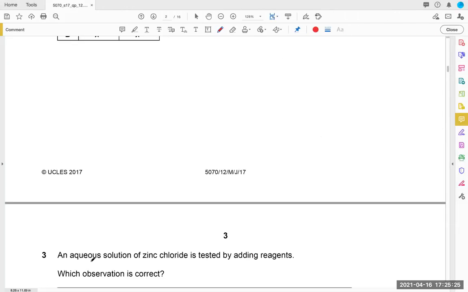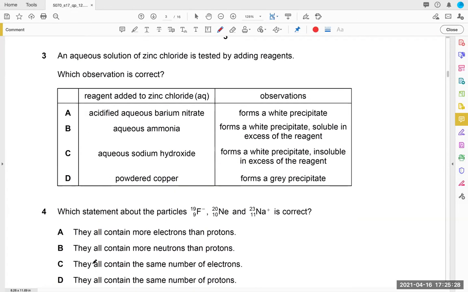Okay. An aqueous solution of zinc chloride is tested by adding reagents. We know that zinc is the one that dissolves in both sodium hydroxide and ammonium hydroxide by forming a white precipitate. It dissolves in both of them, zinc ion. And chloride, the test for any halide ion is that you dissolve it in silver nitrate. But before that, we usually acidify the thing with nitric acid so that if there is any carbonate, it just reacts with it. So those are the two tests that should come to your mind when you're doing this.